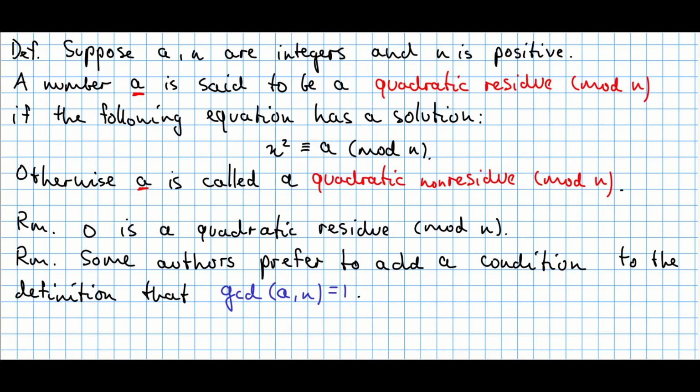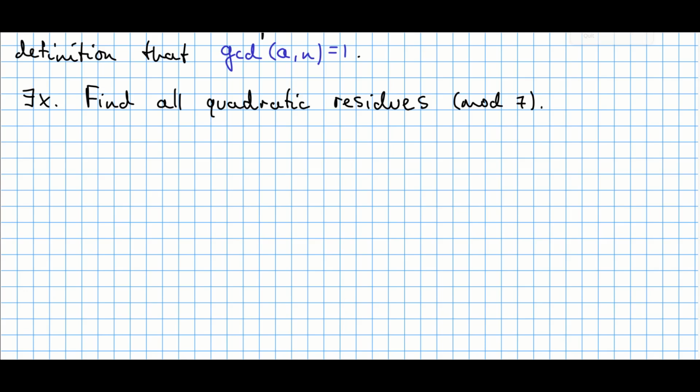Also, I noticed some authors prefer to add a condition to our definition of quadratic residue, that GCD of a and n must be equal to 1. So in other words, those numbers a and n have to be coprime. In my opinion, it's not super important for us, but we will see later where this condition is going to be important.